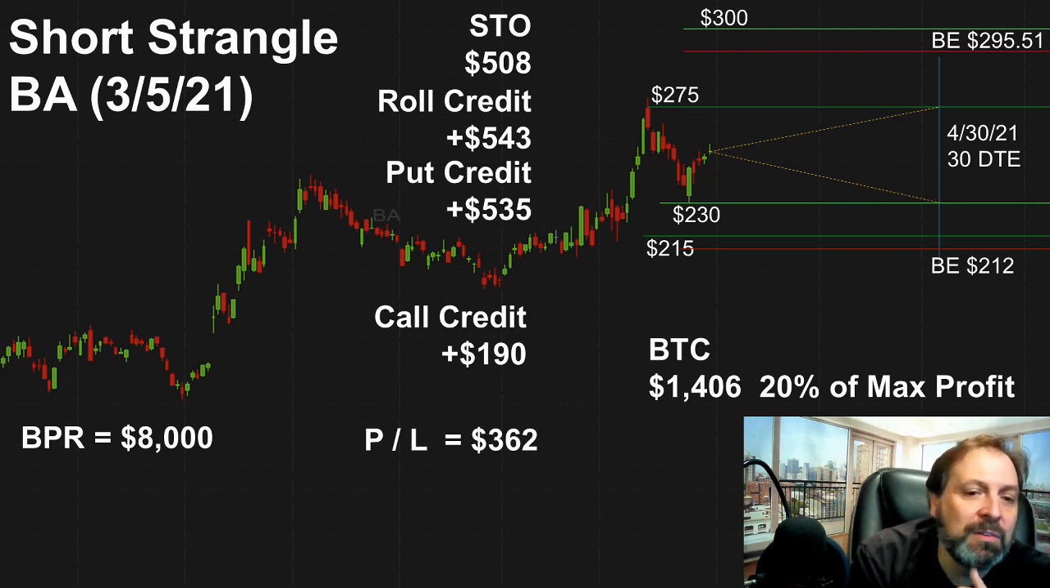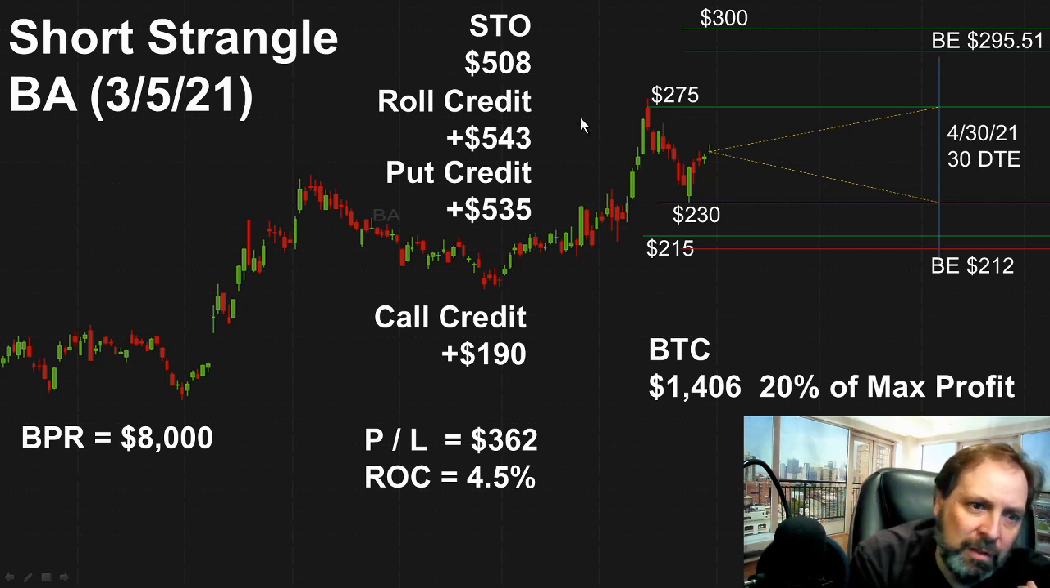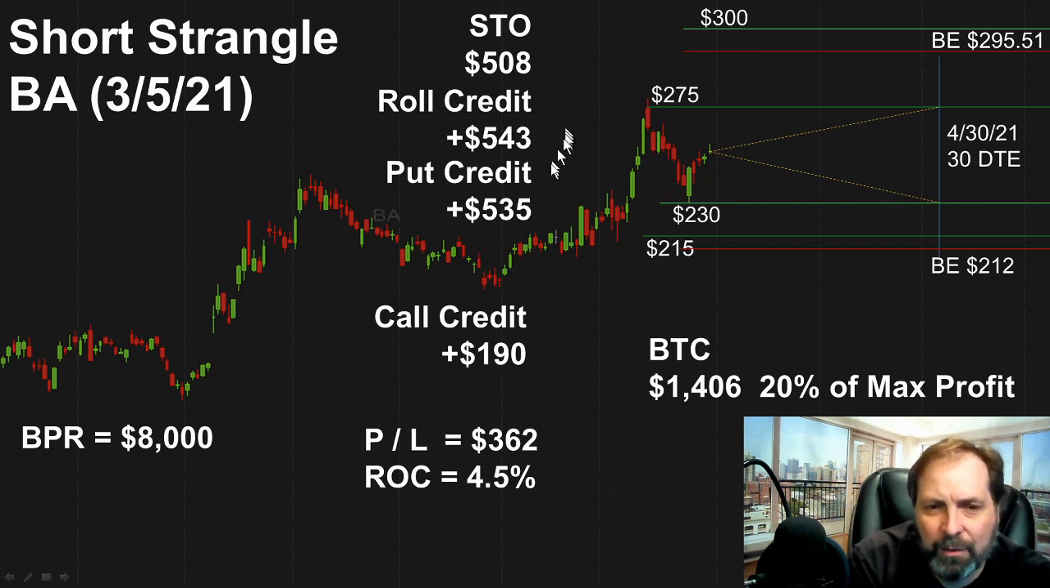And what I did was I had a profit of $362. And that was a return on capital of 4.5%. That's $362 on my buying power requirement of $8,000, which is 4.5%. Now, that's not exactly accurate because I started off with only $2,000 in reserve, and then it was $4,000 in reserve, and then it was $8,000 in reserve.